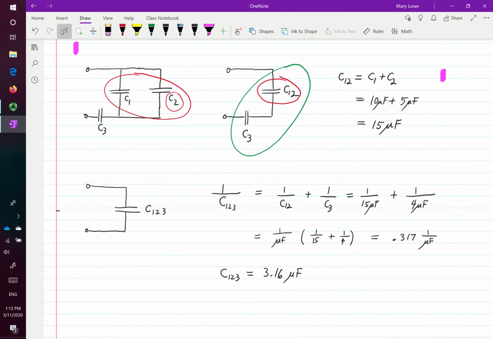You can represent C12 and C3 as a single capacitor labeled C123. Now you use the formula for equivalent capacitance for capacitors in series, which is right here, and then plug in the values right here.